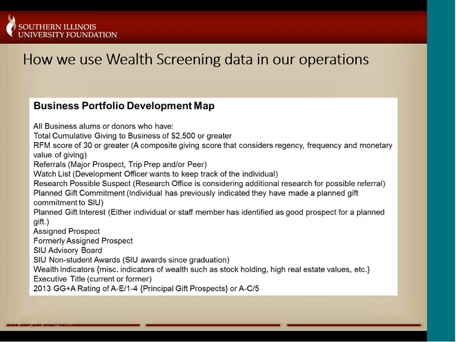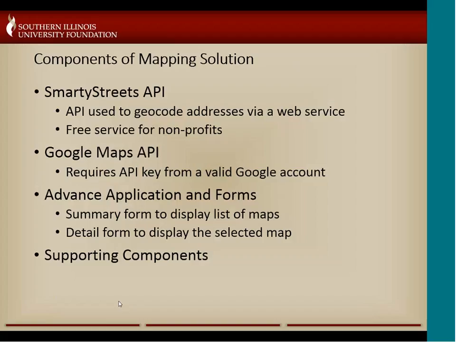So that particular map was for the business development group, and this is their initial selection. So you can see where we had some of the GG+A rating information as part of that. So let me just move on into the components. The first thing that you have to accomplish is how you actually geocode the addresses of the population that you're talking about. And so one of the tools that David found was this Smarty Streets API.